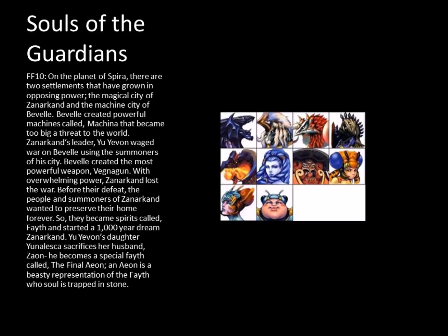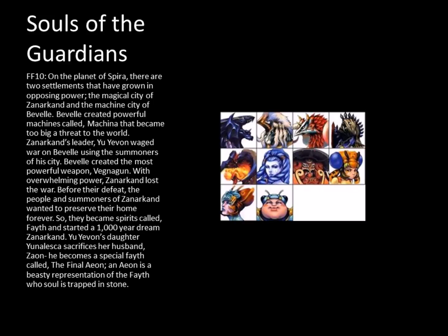Souls of the Guardians, Final Fantasy X. On the planet Spira, there are 2 settlements that have grown in opposing power, the magical city of Zanarkand and the machine city of Bevelle. Bevelle created powerful machines called Machina that became too big of a threat to the world. Zanarkand's leader Yu Yevon waged war on Bevelle using the summoners of his city. Bevelle created the most powerful weapon, Vegnagun. With overwhelming power, Zanarkand lost the war.